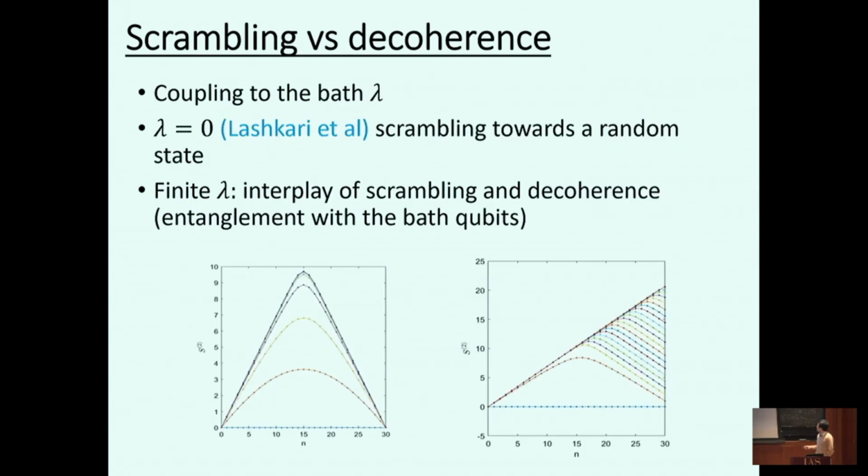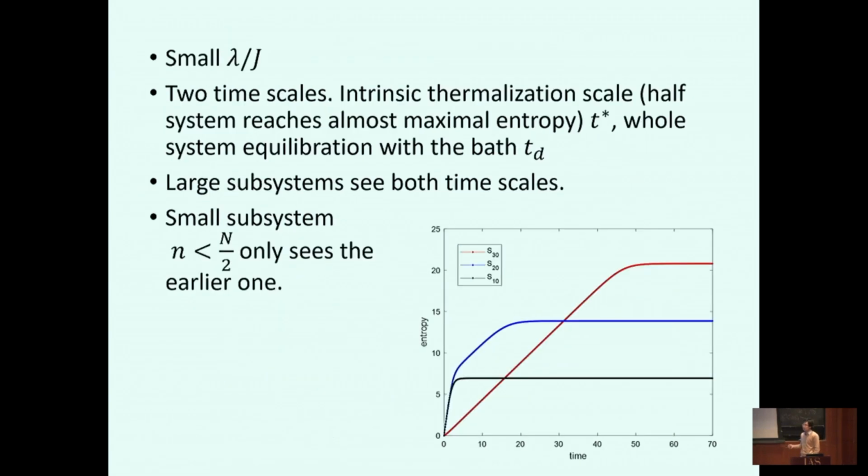So if I turn on a small coupling just to separate the 2 time scales, you see when the coupling is very small, in short time, I first scramble and go to an entropy that's very similar to the pure state behavior. But then in long time, the entropy of the whole system will increase until it becomes maximum. So this simple differential equation tells me this interplay between these 2 different processes.